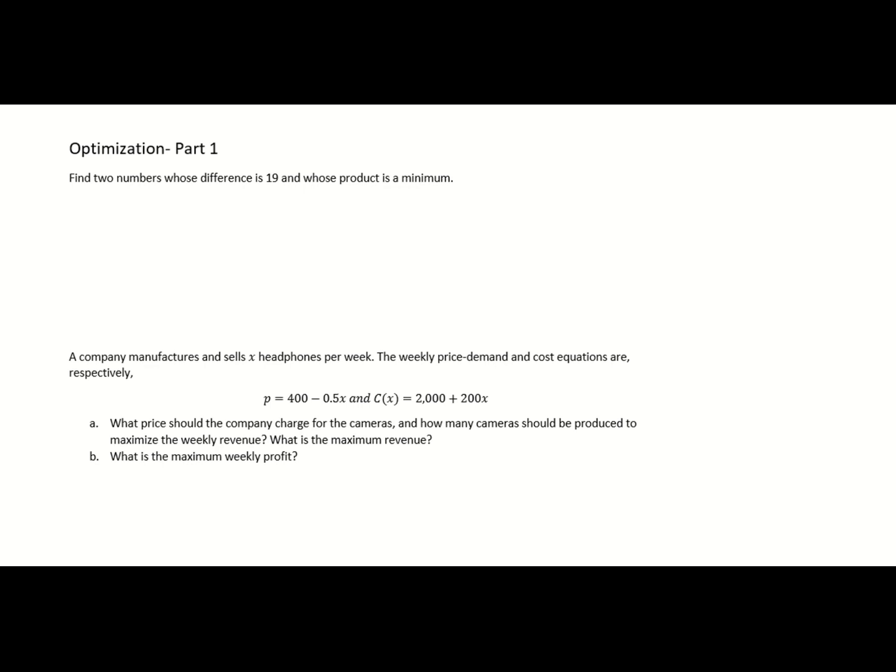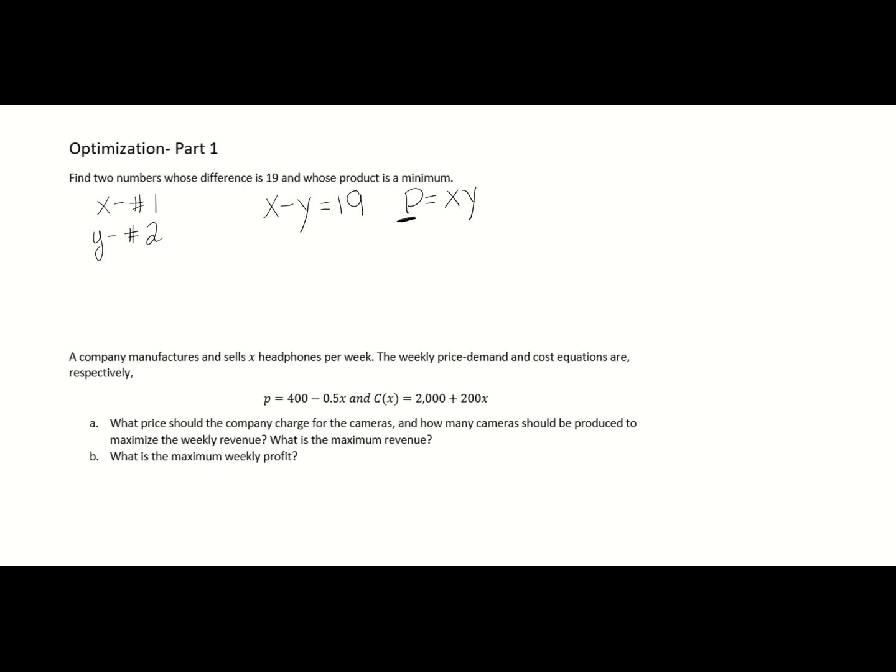The first one is we're going to have to set up our problem ourselves with the given information. We want to find two numbers whose difference is 19 and whose product is a minimum. So we're trying to minimize the product. First we need to assign variables because it's a word problem. I'm going to let x represent number 1 and y represent the second number. So their difference, x minus y, is 19. And their product is going to be a minimum, so I'm going to let p be equal to x times y. I need to minimize this.